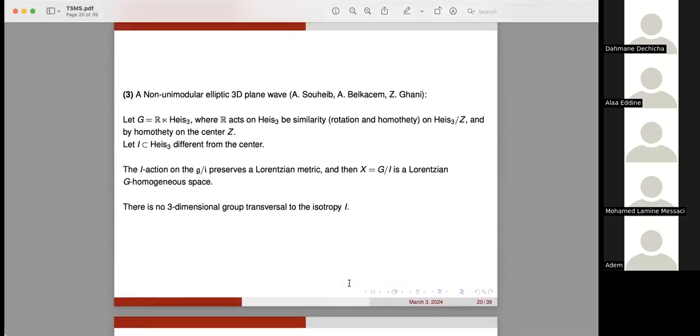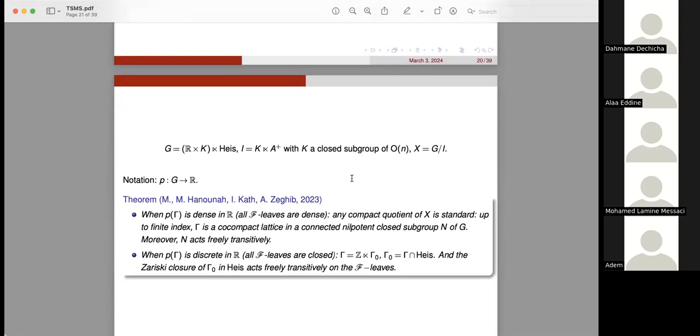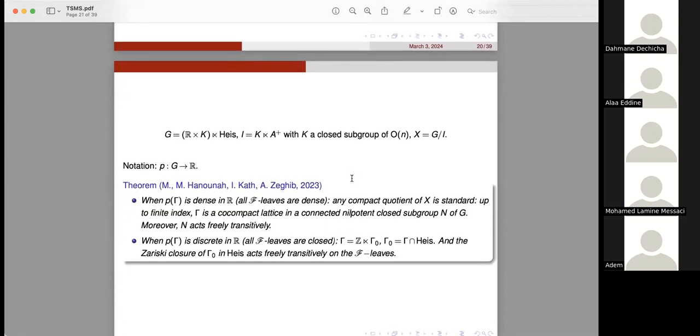Okay, so for this question on standardness of these homogeneous plane waves, we prove the following. Here we call the group Gamma, and I call P the projection to the first R factor. We prove the following. When the projection of Gamma is dense in R, this corresponds to the case where, okay, what is this F?